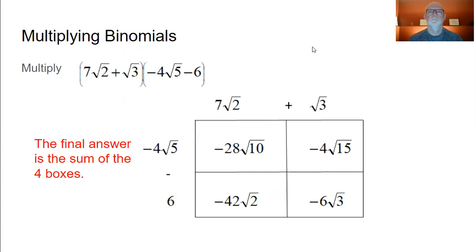Let's move on to binomials now, 2 terms by 2 terms. So our process will be a little bit different. So let's multiply 7 root 2 plus root 3 times negative 4 root 5 minus 6. You could do something called FOIL, first, outer, inner, last.